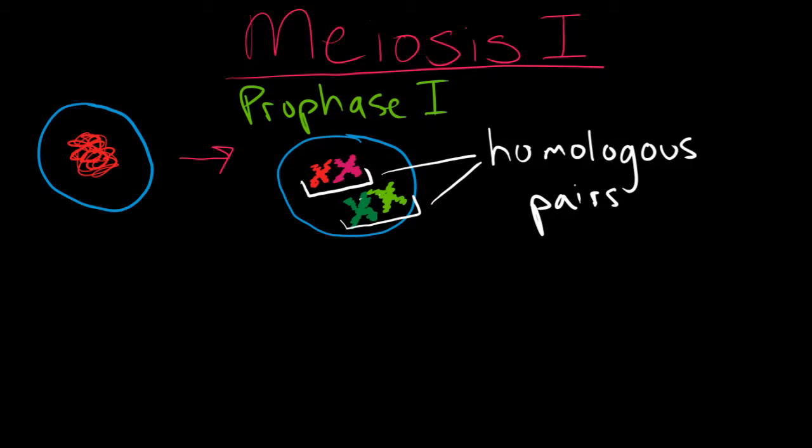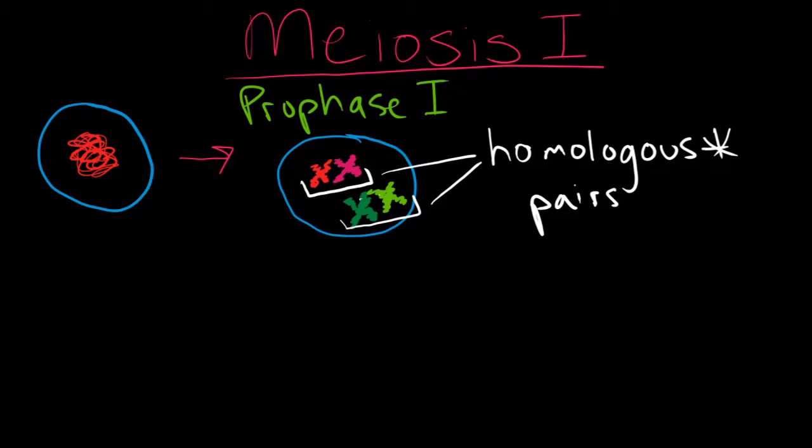Homologous pairs. Now, that's a very important concept to this. Homologous pairs are chromosomes that match. They go together. Again, the prefix homo means same, so instead of being analogous, they are actually homologous. They contain the same types of genes. They are not identical. They just contain the same types of genes.